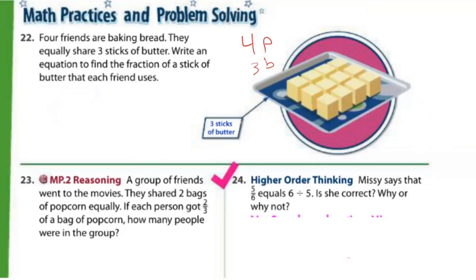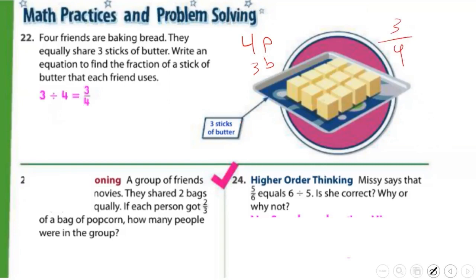Write an equation to find the fraction of a stick of butter that each friend uses. Someone wrote 4 over 3. He will go to the present. Maybe you can't divide person over the things, okay? So you can write 3 over 4. You can distribute like that. 3 divided by 4 equals 3 over 4.